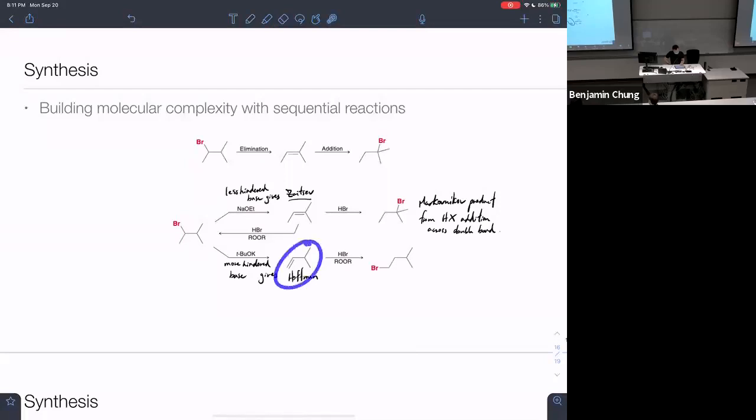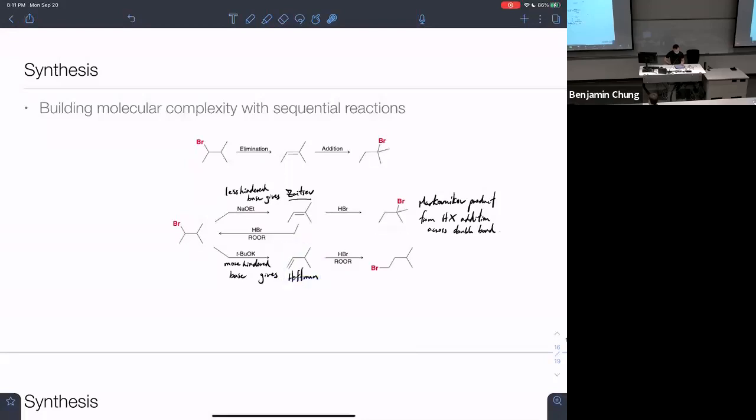So from this alkene, we can only add a bromine at this position or at this position, which is not what the question initially asked for. So in fact, we cannot get to the desired product from this alkene.